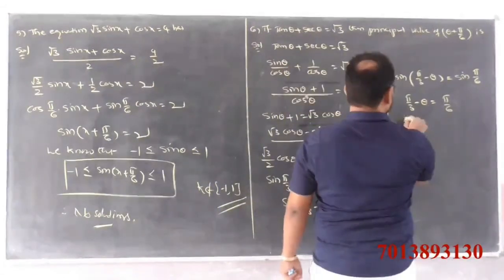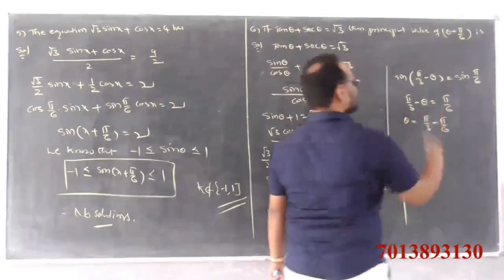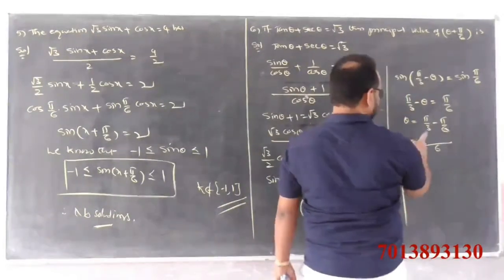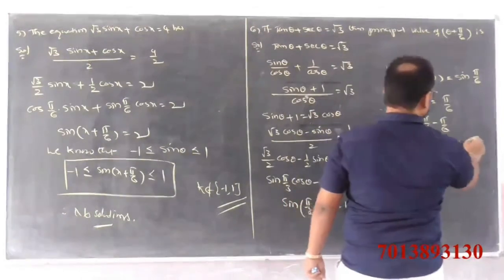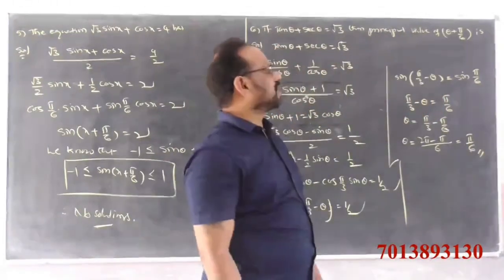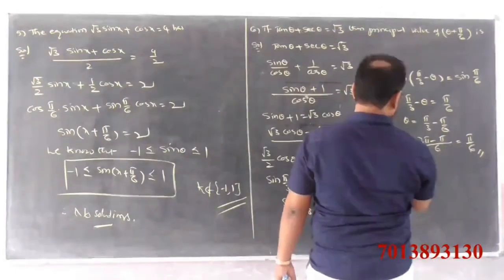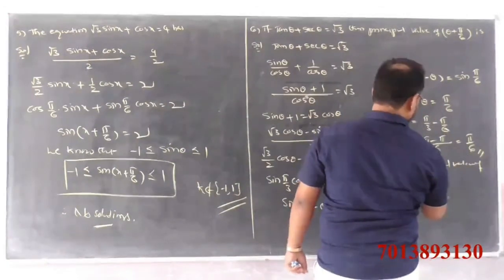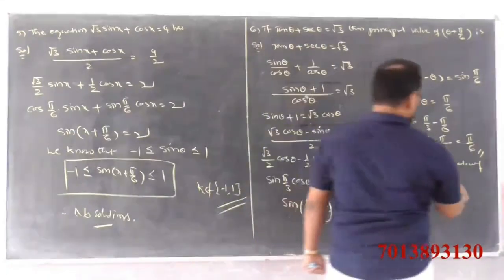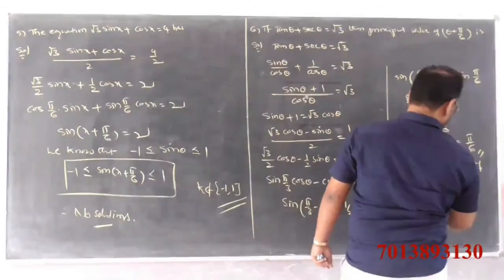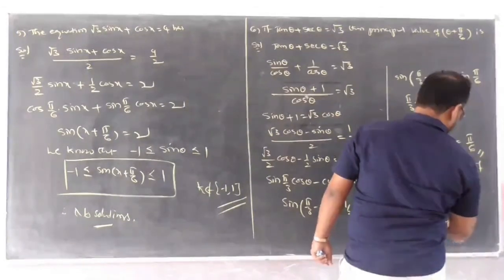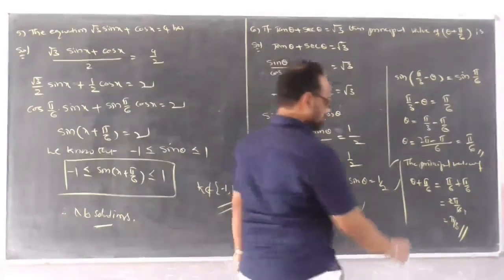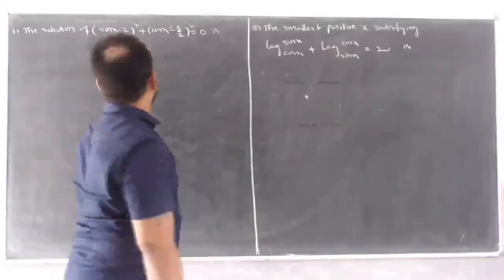What is the value of theta? Theta is equal to pi by 3 minus pi by 6. Taking the LCM, we get pi by 6. But we want pi plus pi by 6 value, the principal value of theta. So theta plus pi by 6 is equal to pi by 6 plus pi by 6. Clearly, 2 pi by 6, which is pi by 3. The principal value of theta plus pi by 6 is pi by 3. This is set up for the next.